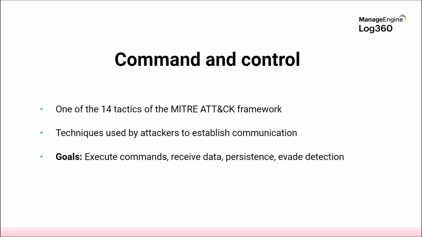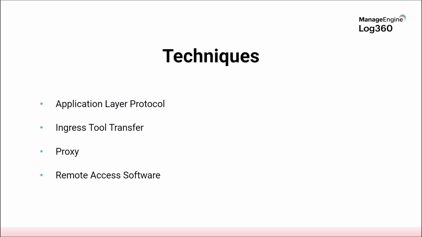C2 refers to the techniques used by attackers to establish and maintain communication with compromised systems to control them. An attacker's goal in doing so is to execute commands, exfiltrate data, maintain persistence, or evade detection. Monitoring command and control techniques can help security analysts detect compromised systems and malicious activities at an early stage. This can help analysts understand the scope of the attack, enabling a swift response to contain the threat.